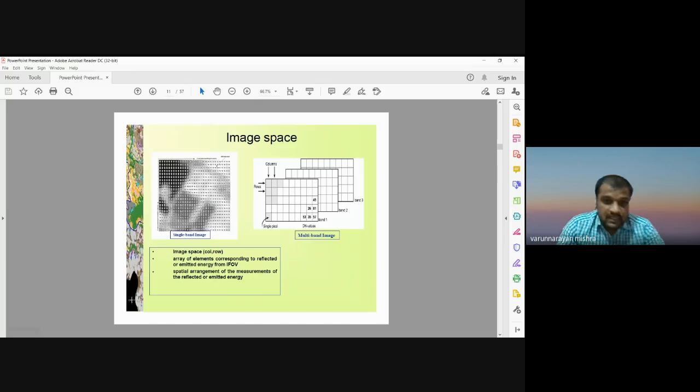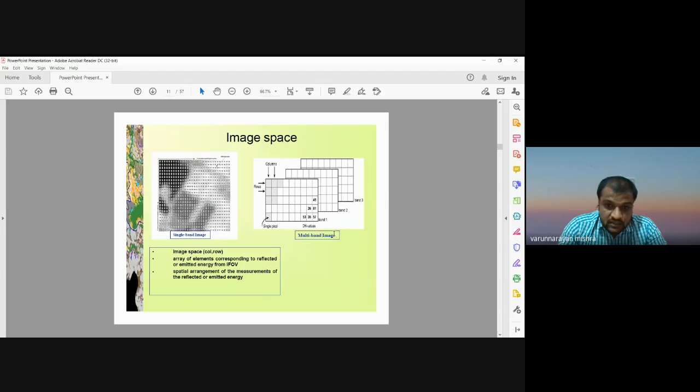Now image space. As we know, the pixels in the image are stored in the form of rows and columns. Each and every pixel is arranged in rows and columns, and each pixel has a certain digital number. The band 1 data also has rows and columns, band 2 data also has rows and columns, band 3 data also has rows and columns. Each row and column is a kind of pixel, and each pixel has a certain DN value.